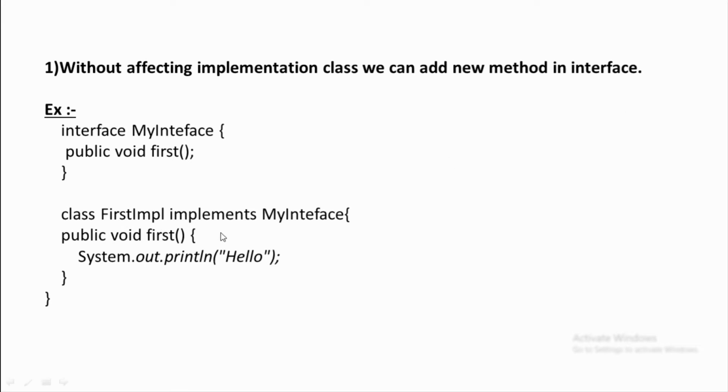Like we have this interface, MyInterface, which contains one method first, right? And I created a class FirstImpl which implements this interface. After that, if I want to add some new method, then we can't add a new method in this. As soon as I add a new method, this class gives me error. Let's suppose we have 100 classes which implement this interface. If I add a new method in this, then I need to implement this method in all the 100 classes. Okay. So what is the solution for this?